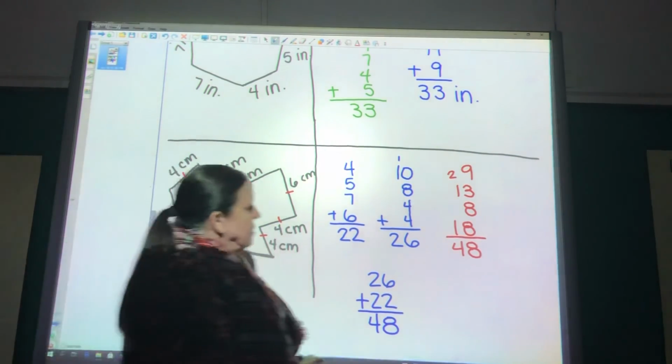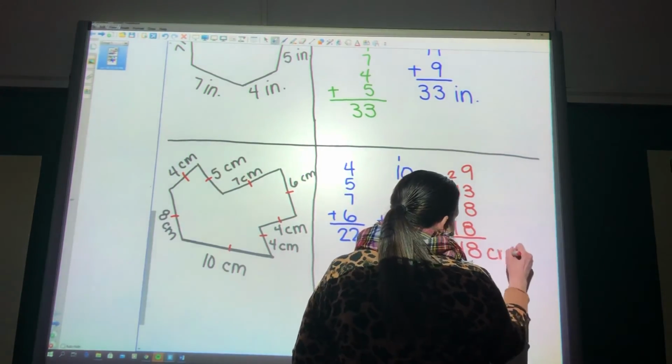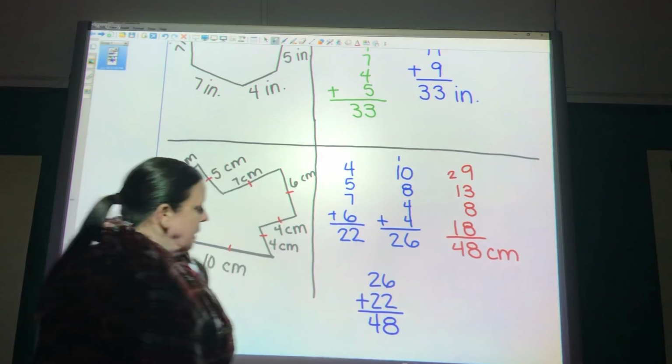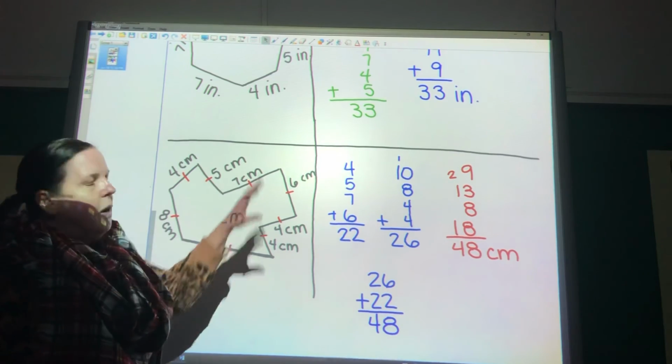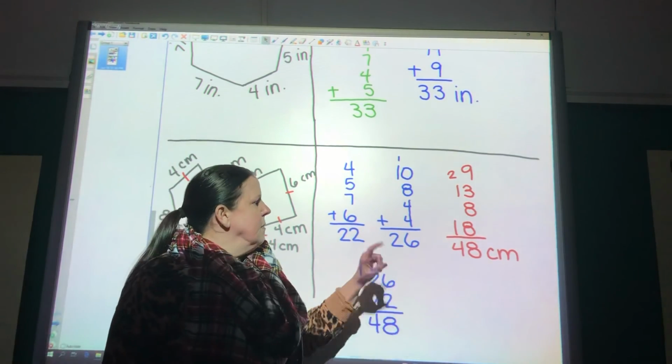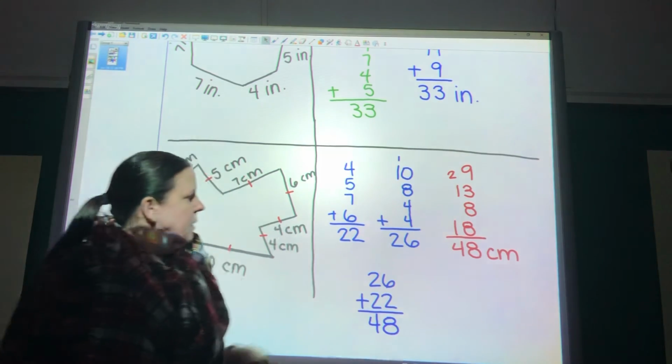This one is measured in centimeters. So I want to make sure and put that label. Essentially, you just add all of your sides together, however it is easiest for you to add them, and then you put the label with it.